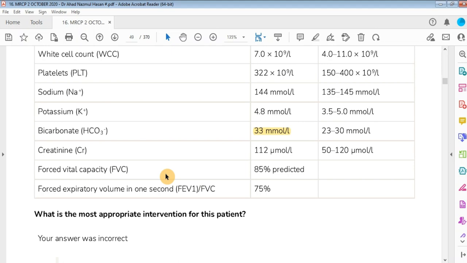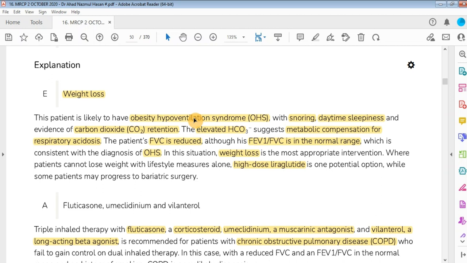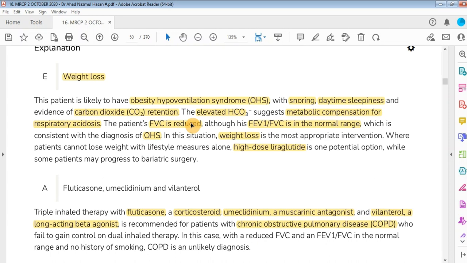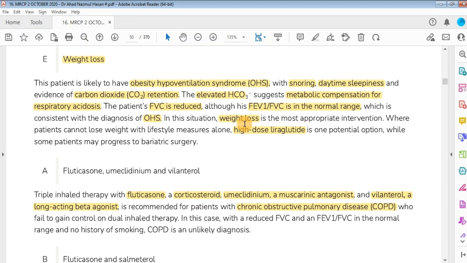This patient is likely to have obesity hypoventilation syndrome with snoring, daytime sleepiness, and evidence of carbon dioxide retention. The elevated bicarbonate suggests metabolic compensation for respiratory acidosis. This patient's FVC is reduced, although his FEV1 FVC ratio is in the normal range, which is consistent with the diagnosis of obesity hypoventilation syndrome. In this situation, weight loss is the most appropriate intervention when the patient can't lose weight with lifestyle measures alone. High dose liraglutide is one of the potential options.